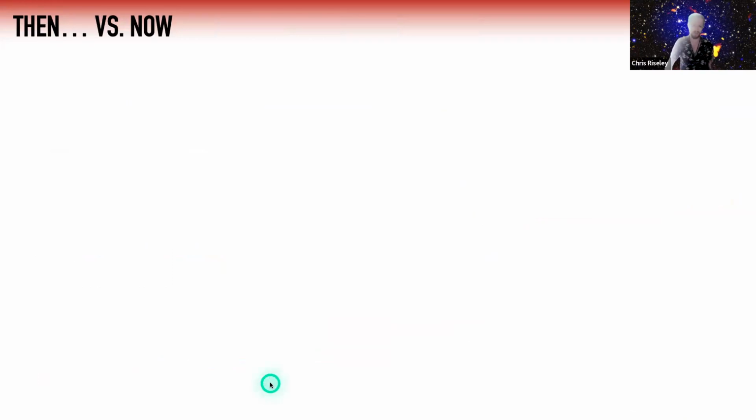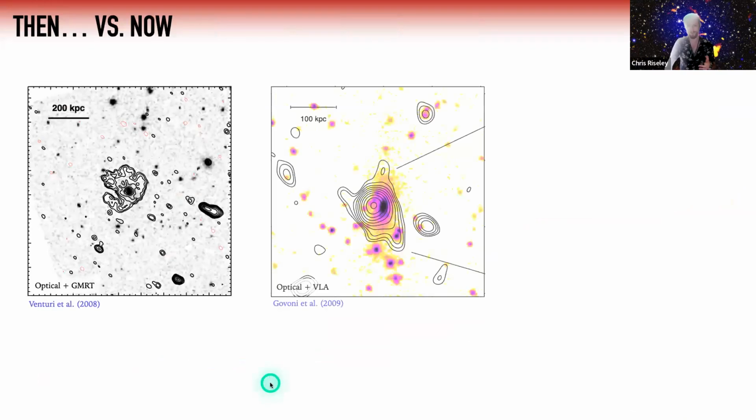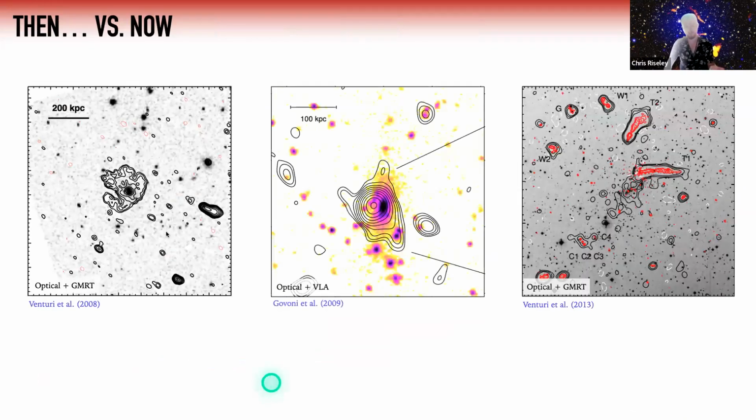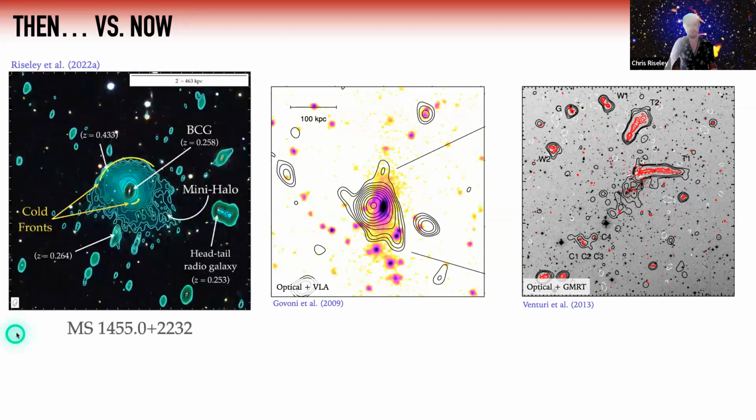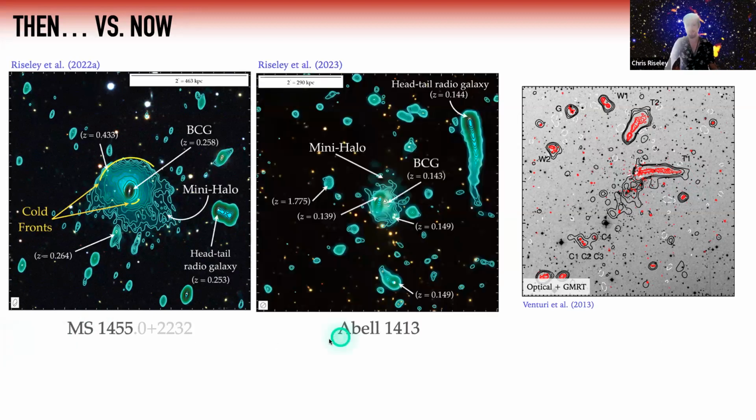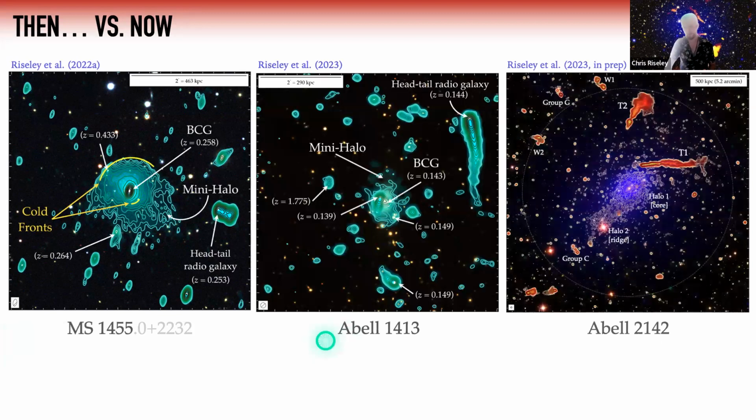And I'm going to give you a little bit of a then versus now. So then, with these previous data sets, these are older narrowband data sets from the GMRT, VLA, and likewise GMRT, all overlaid on optical observations. And you can see the mini halos are relatively small. We're talking a very few 100 kiloparsecs. But then with the new data we have on MS 1455.0, which I'll just refer to as MS 1455, Abell 1413, and finally Abell 2142, all of these are spectacular examples from the census.